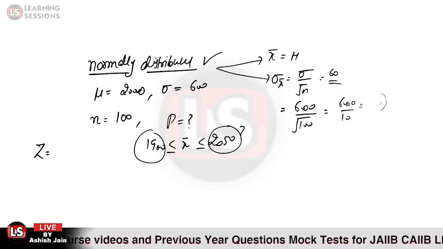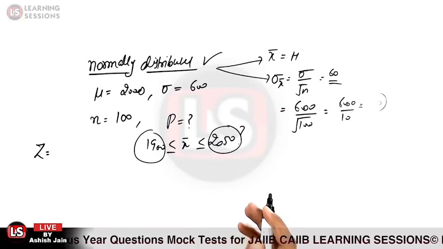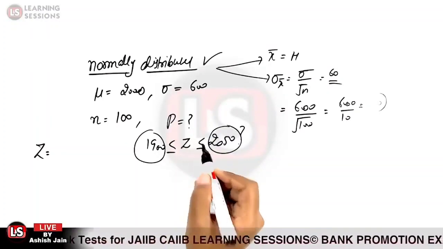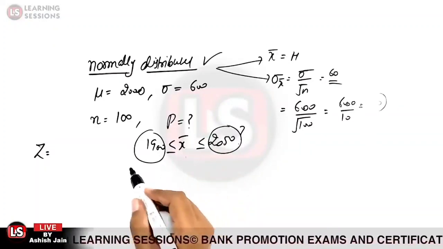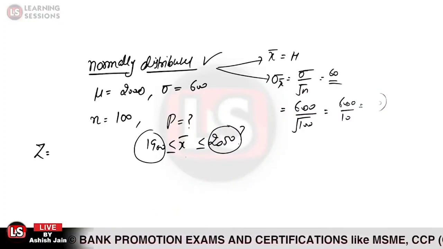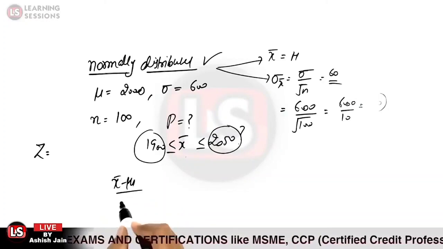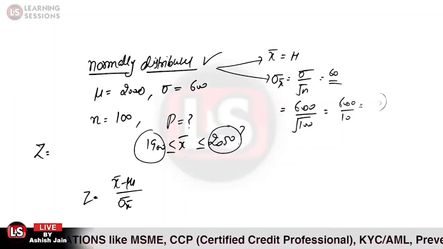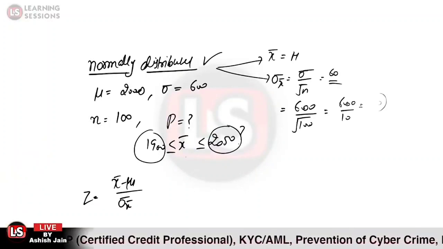So the z value formula is related to what? It is x bar minus mu, further divided by sigma x bar. We want to calculate the probability that the x bar value will be between 1900 and 2050. We can simply solve it using the formula z is equal to x bar minus mu, divided by sigma x bar. That is how we can solve for the z value for the 1900 x bar and 2050 x bar.